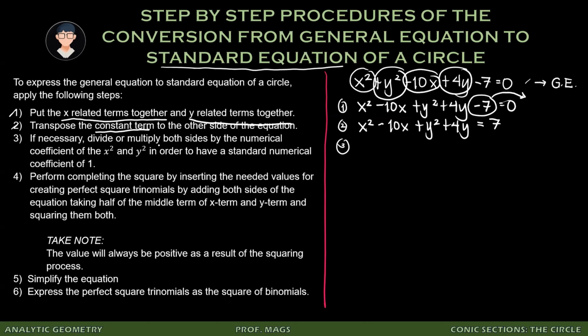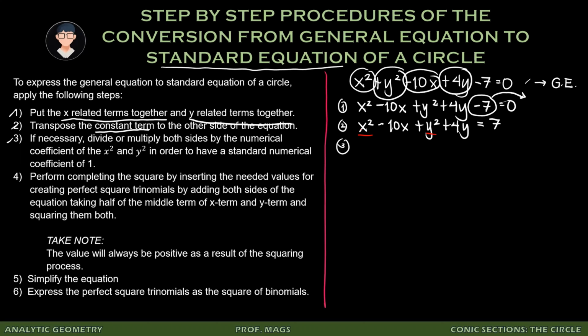If necessary, divide or multiply both sides by the numerical coefficient of x squared and y squared in order to have a standard numerical coefficient of 1. So, ibig sabihin ng step number 3, dapat yung coefficient ng x squared and yung y squared, ano ba pag sinabing coefficient? Yun yung number na nasa unahan ng variable natin. And yung variable natin here is x, specifically x squared, ito naman y squared. Dapat daw may coefficient siya na 1.